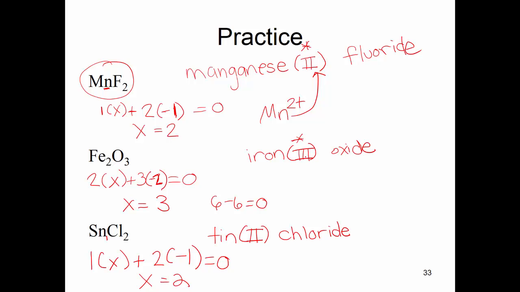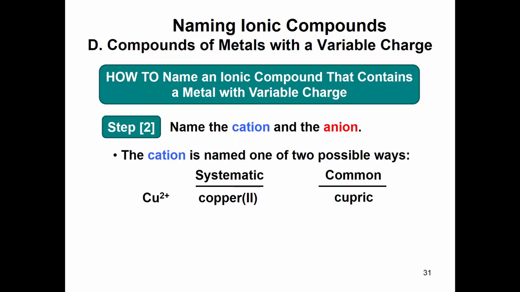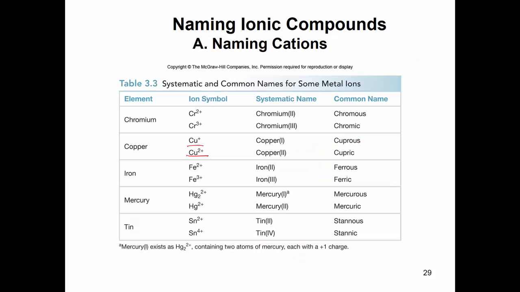If you wanted the common names, you could just go back and look. For iron here, we have iron(III). If we go back and look here, iron(III) would be ferric because it's the higher charge. So ferric oxide. And then for tin, we had tin(II), and so we would use stannous, because that's kind of different there. And so we'd have stannous chloride as the answer.